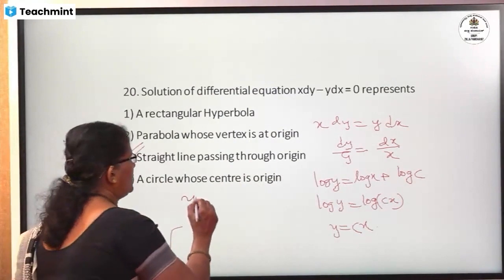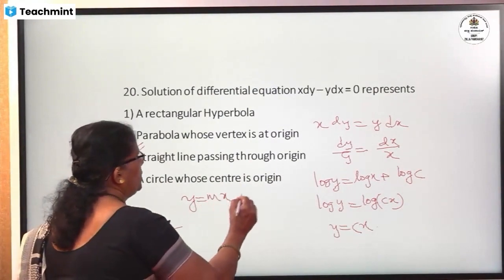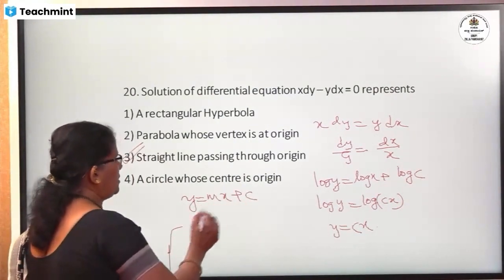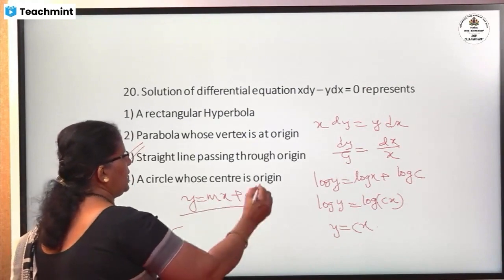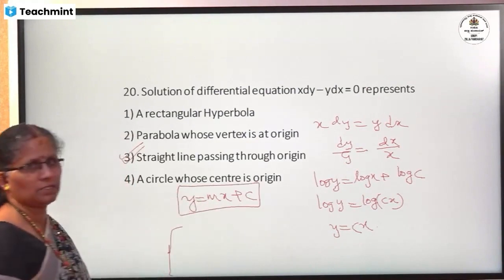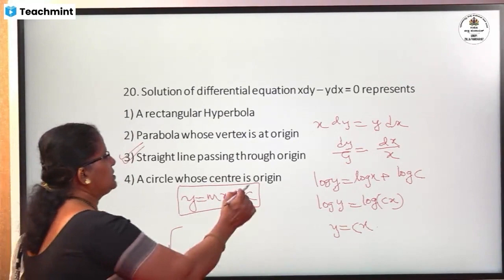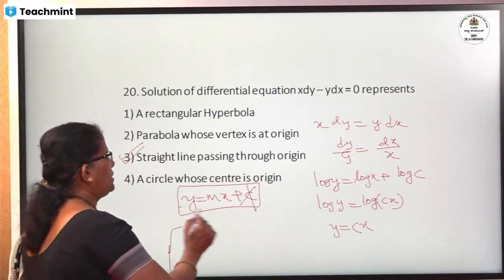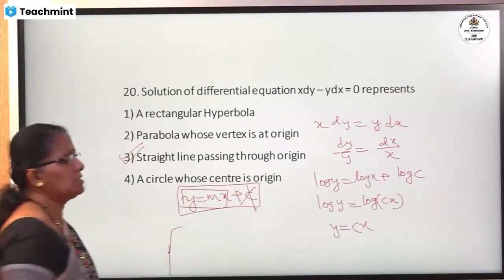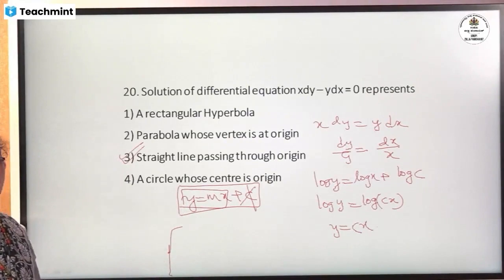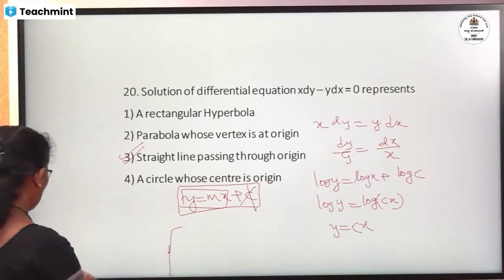You must have learned during first PU that a straight line in the slope intercept form looks like y is equal to mx plus c. If c is 0, it is y is equal to mx, which is a straight line which passes through the origin, right?